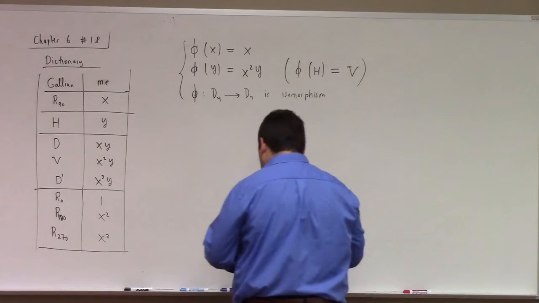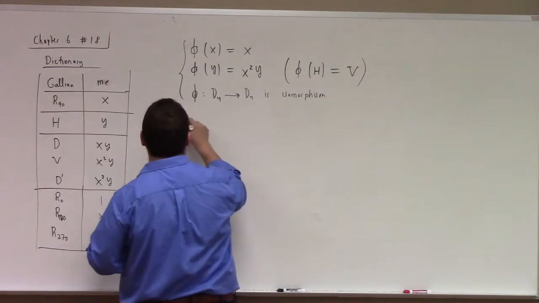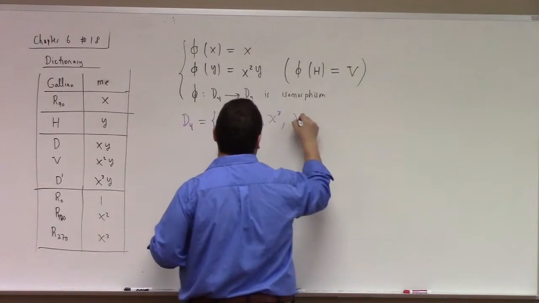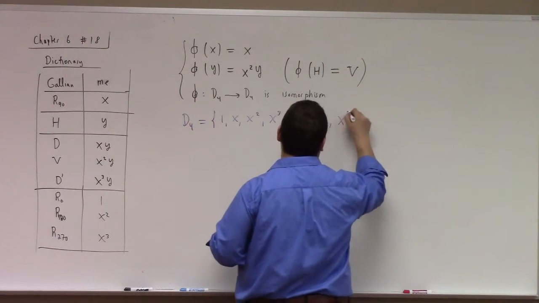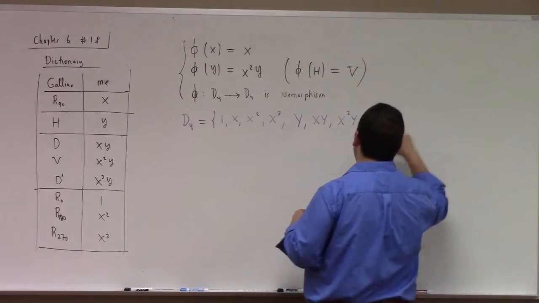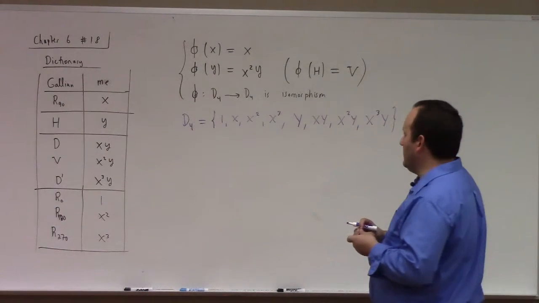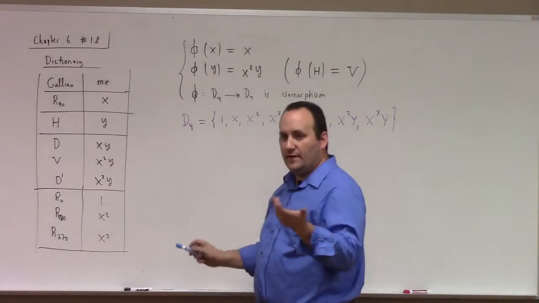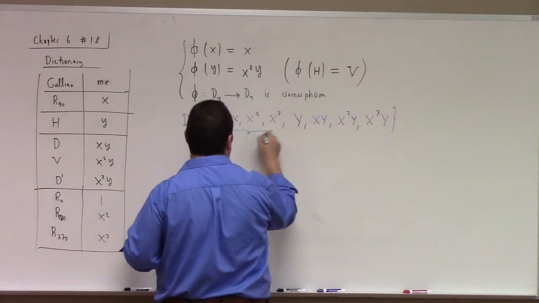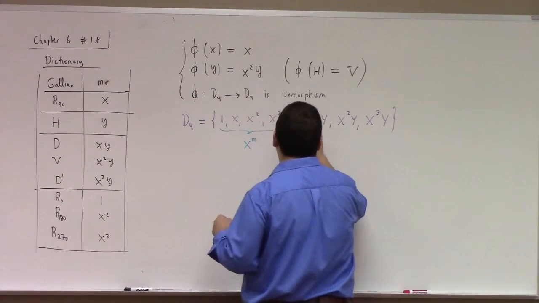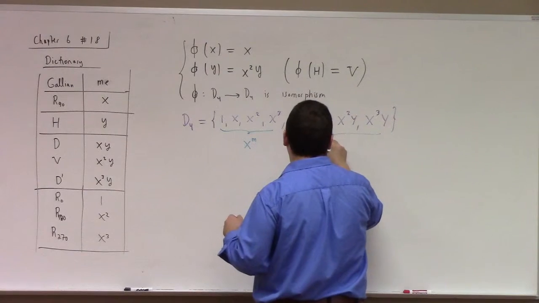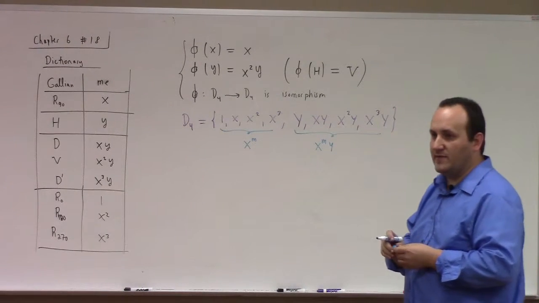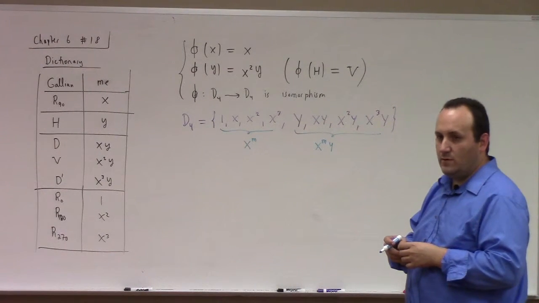Okay, so what is D4? D4 is equal to 1, x, x squared, x cubed, y, xy, x squared y, x cubed y. That's everything in D4. So I would point out that there's a simple nomenclature that captures these in two sweeping cases. These things have the form x to the m. These things have the form x to the m times y. So if I can show my claim on elements of those two types, we are good to go.